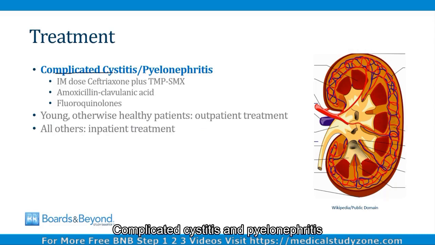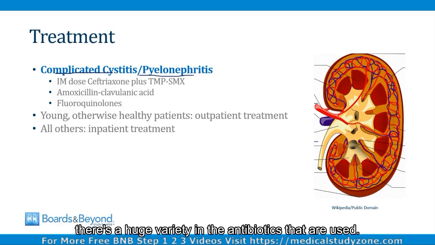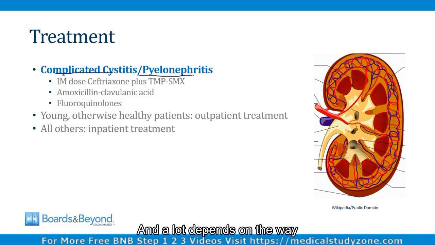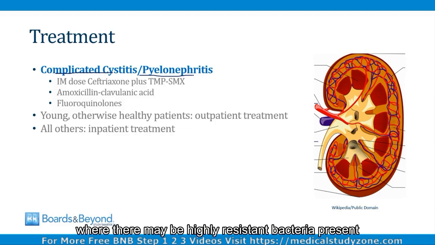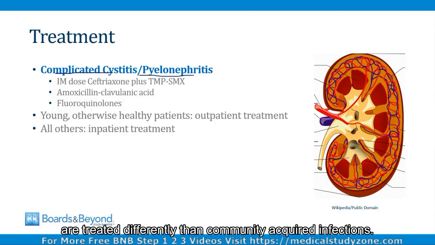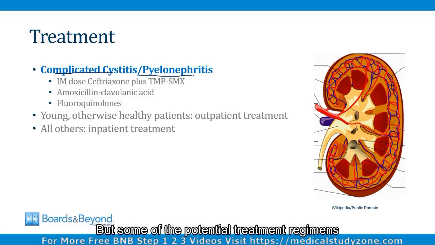Complicated cystitis and pyelonephritis are treated the same way, and in actual practice there's a huge variety in the antibiotics that are used, and a lot depends on the way in which the patient contracted the infection. Hospital-acquired infections where there may be highly resistant bacteria present are treated differently than community-acquired infections. But some of the potential treatment regimens I've listed on this slide here for you just to give you an idea.